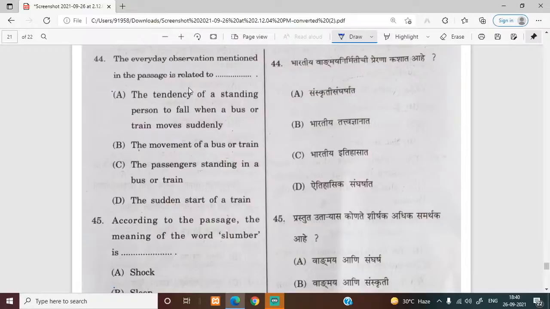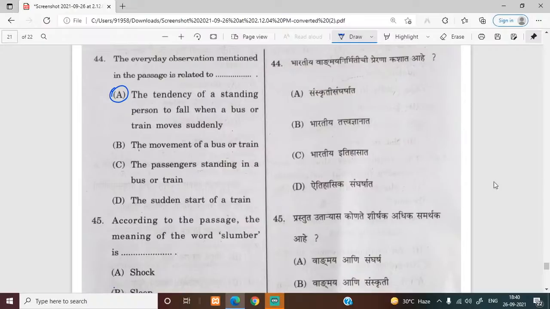The everyday observation mentioned in the paragraph is related to the tendency of a standing person to fall, the movement of a bus, a passenger standing in a bus or train, the sudden start of a train. So A is the answer. The tendency of a standing person to fall when a bus or train moves suddenly.